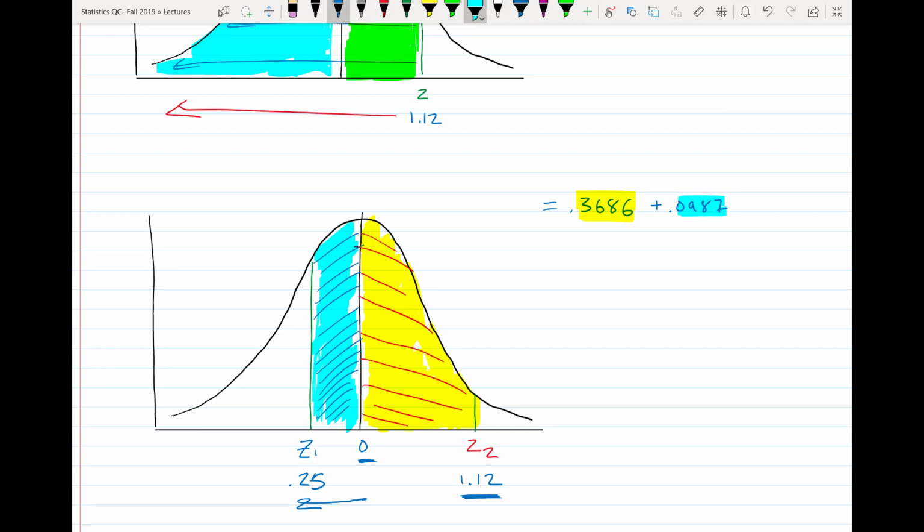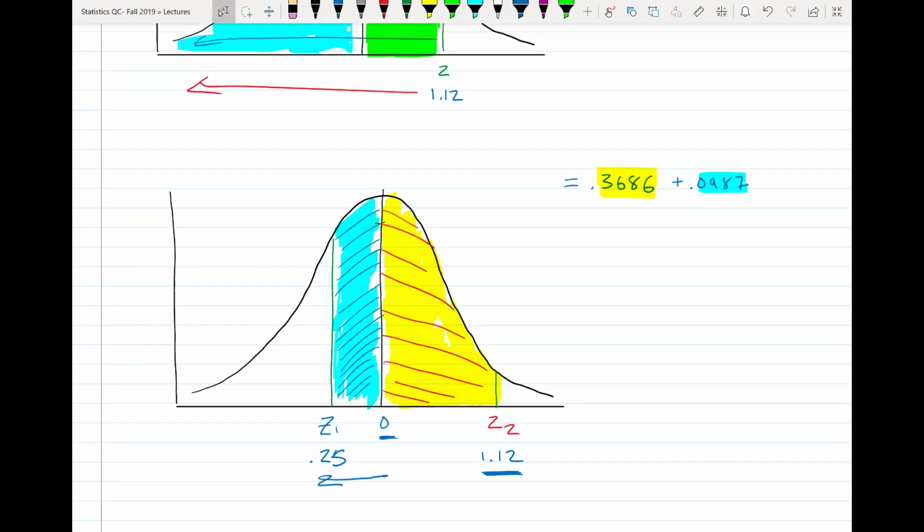So if we add those two up, we are going to get 0.4673. So the probability of getting a score between a z-value of 0.25 and a z-value of 1.12 is this over here. And I'm sorry, I misspoke. This would actually be a negative 0.25. Doesn't make any difference because the distribution is symmetrical. But in case you're wondering, since we're less than 0, the z-score has to be negative.